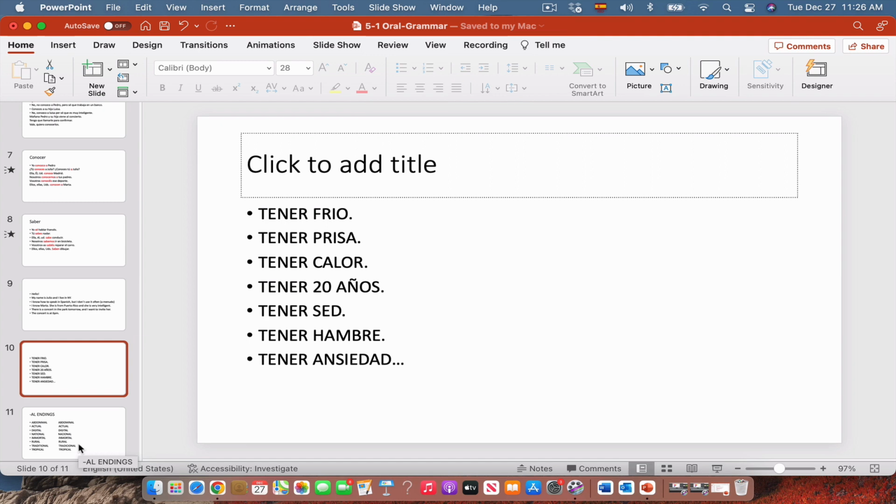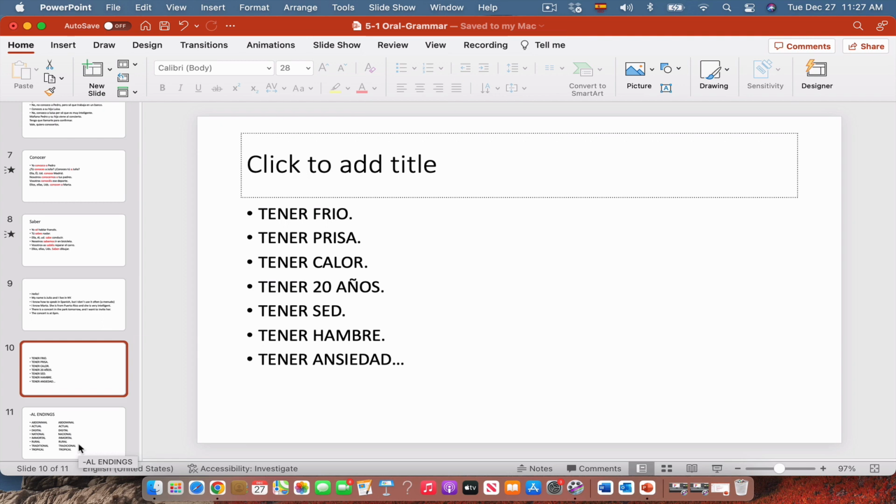Yo tengo sed, tú tienes sed, ella tiene sed. Tener hambre is to be hungry. Yo tengo hambre, tú tienes hambre, ella tiene hambre. Tener ansiedad is to be anxious. Yo tengo ansiedad, tú tienes ansiedad, ella tiene ansiedad.